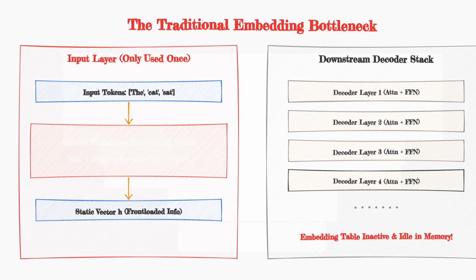This means the embedding table alone contains billions of weights, consuming hundreds of megabytes of space. Yet, these parameters are only accessed once, at the very beginning of the network. As the signal passes through deeper layers, these massive matrices sit idle in memory, wasting precious edge storage and bandwidth. Let's visualize this traditional pipeline.